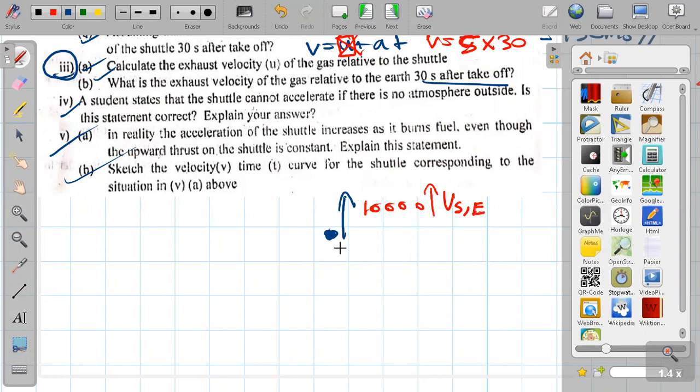Now it is like what? Velocity of gas relative to the shuttle is like 10,000. Oh, no. It's like 150 here. This one 150, 10,000. So now we ask, velocity of gas relative to the earth.